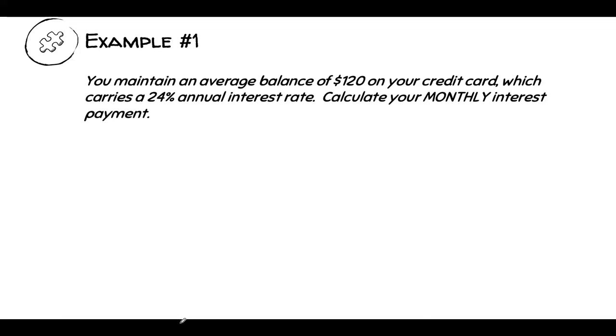Calculate your monthly interest payment. So let's start with the 24% annual interest rate. As we've seen a bunch in this section, we have to go from annual to monthly quite often, and to do that, we're dividing by 12. So if something earns 24% interest in a year, we can divide this by 12, and we could say that it earns 2% interest monthly.